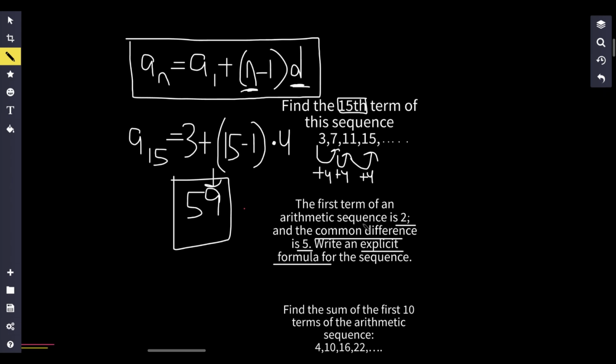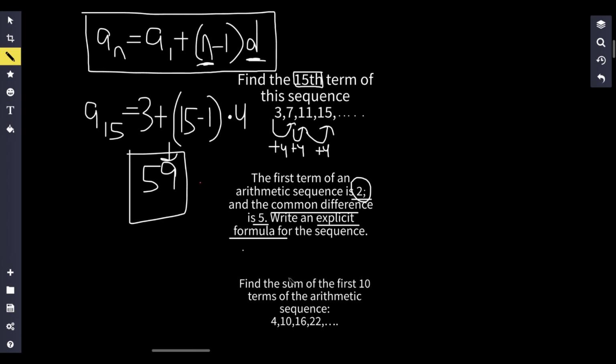So in this case, we know that the first term is equal to 2. So this is what I'm going to do. I'm going to write a sub n. This is going to be equal to our first term, which we know is 2, plus n minus 1 times the common difference, which is 5. And that's just going to be the explicit form, okay?